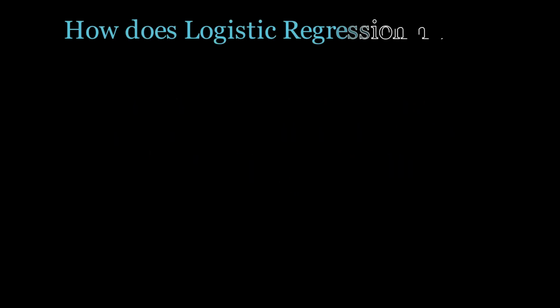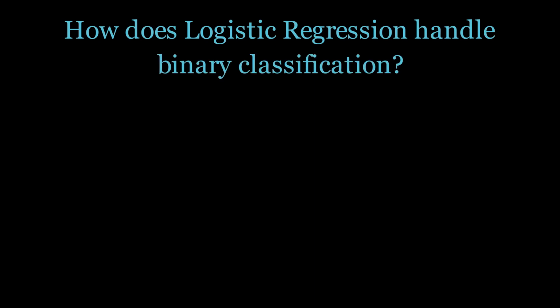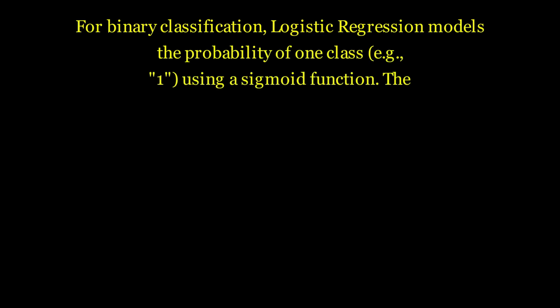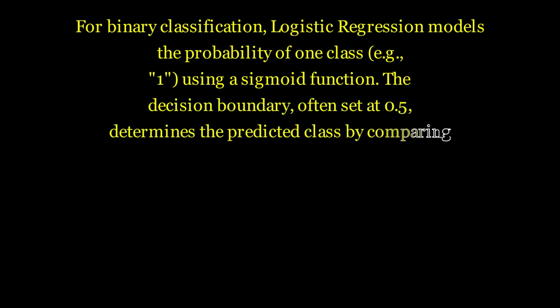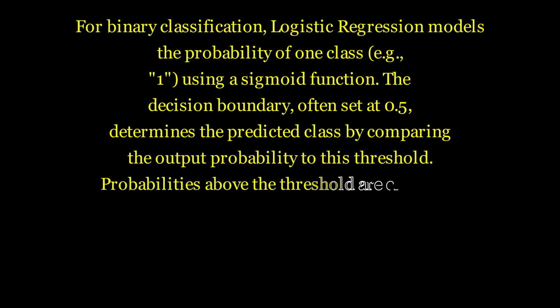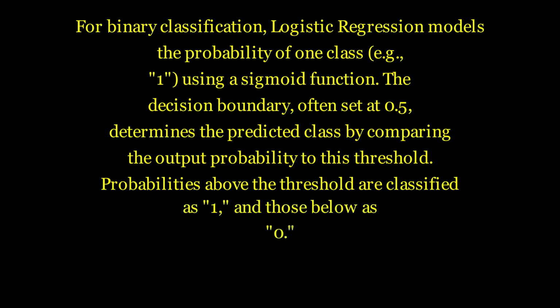How does logistic regression handle binary classification? For binary classification, logistic regression models the probability of one class using a sigmoid function. The decision boundary, often set at 0.5, determines the predicted class by comparing the output probability to this threshold. Probabilities above the threshold are classified as 1 and those below as 0.